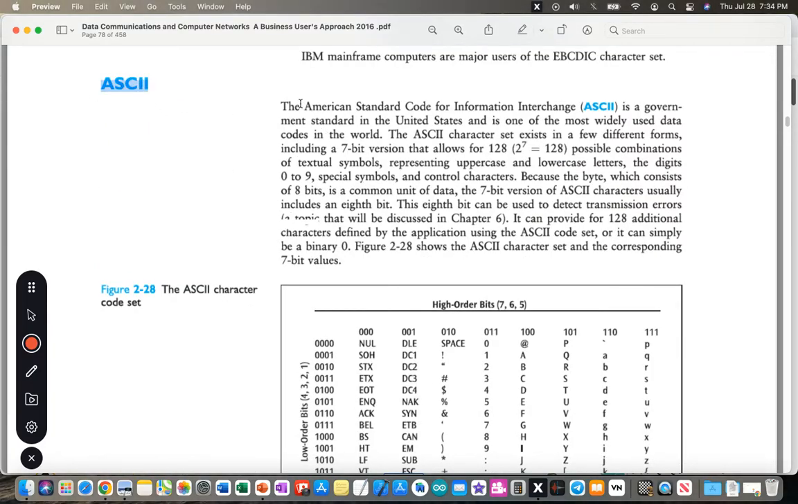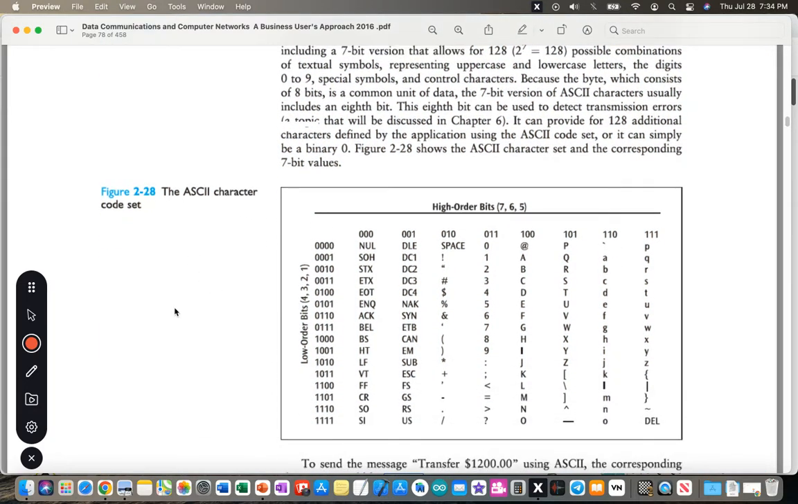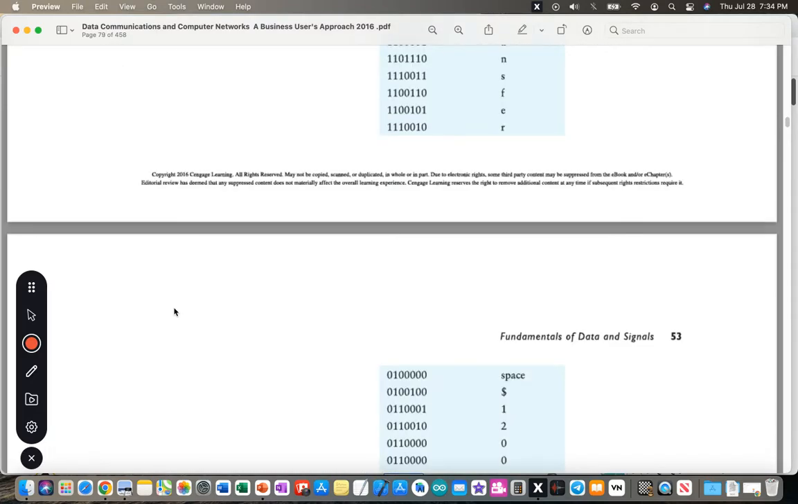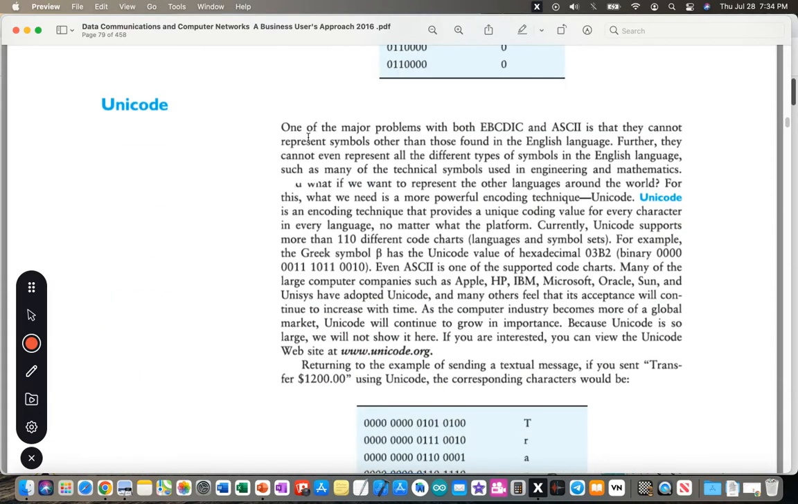And the ASCII code is used in the C language. And here's the ASCII table, or the ASCII character code set. And Unicode. One of the major problems with both EBCDIC and ASCII is that they cannot represent symbols other than those found in the English language. Furthermore, they cannot even represent all the different types of symbols in the English language, such as many technical symbols. Okay, so for this, we need a more powerful encoding technique called Unicode.